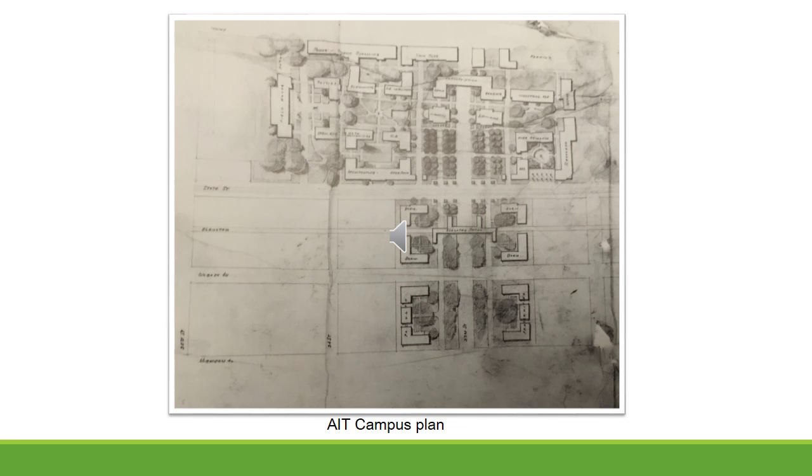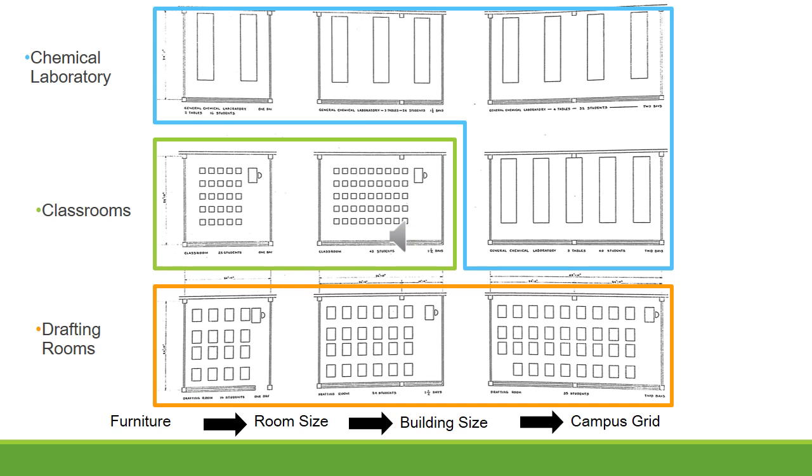As a starting point, he threw a grid over the original site. The dimensions of the grid were based on the modular dimensions established by studying the initial program. Chemical laboratories, classrooms, and drafting rooms were the types of rooms needed for those programs. Those room sizes were determined from the sizes and arrangements of desks, drafting tables, and lab benches.